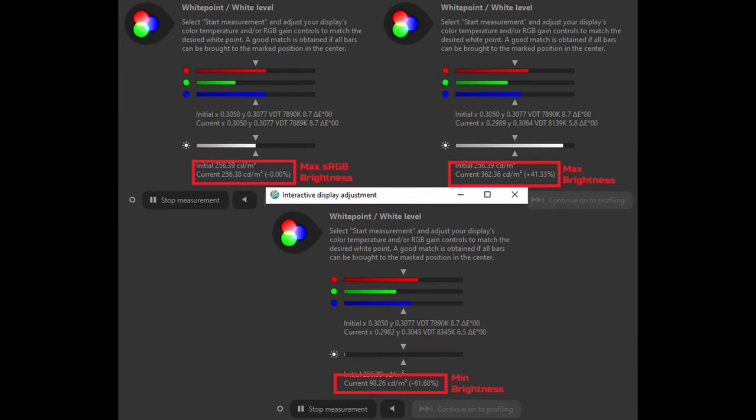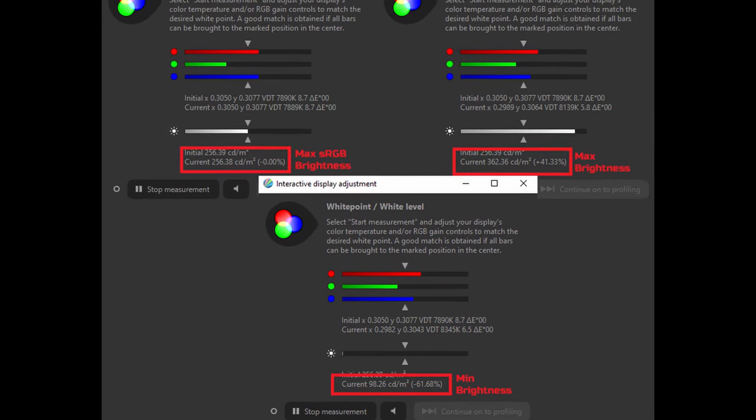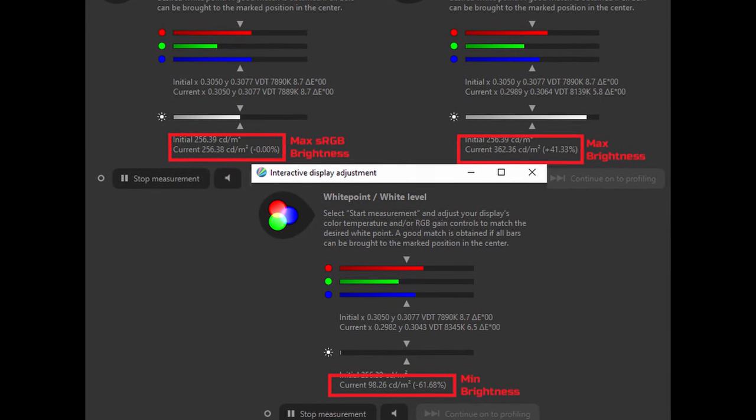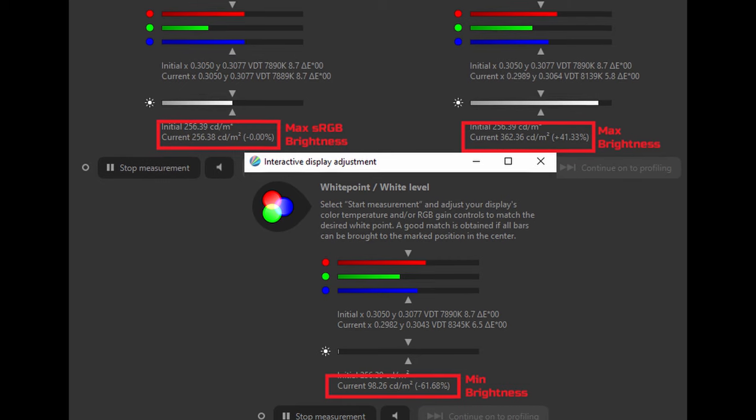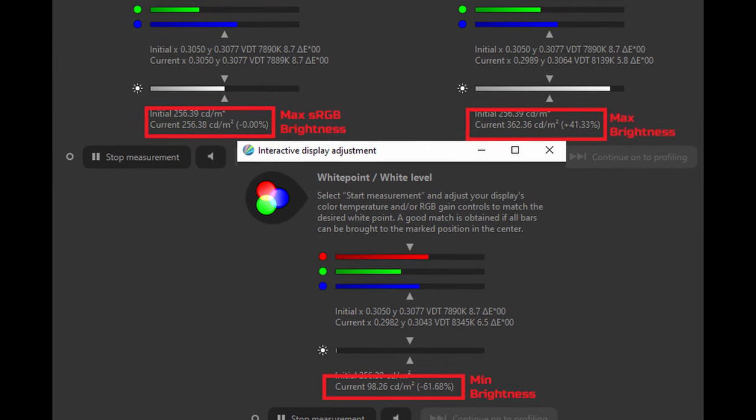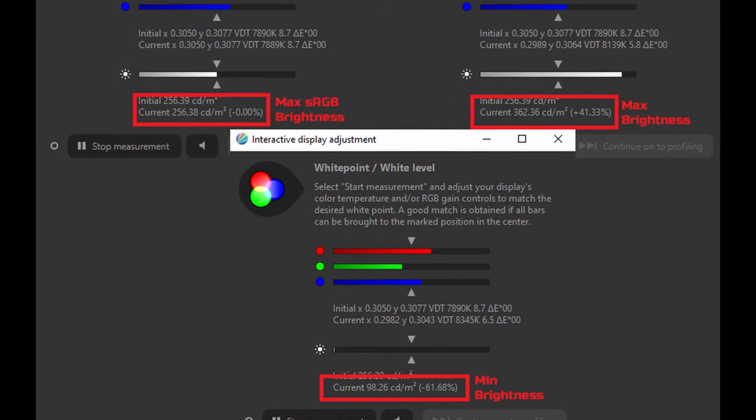Having touched on the brightness, the monitor gets up to 256 nits in its sRGB mode, and outside of its sRGB mode, it'll get up to 362 nits, and in terms of minimum brightness, it's actually surprisingly high at around 98 nits. Now, as for brightness uniformity, of course, this is going to be panel lottery, but in my case, I didn't find it too impressive, given that the corners of the monitor seem to be a little bit deviating off the center point.